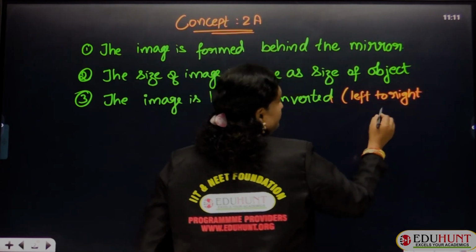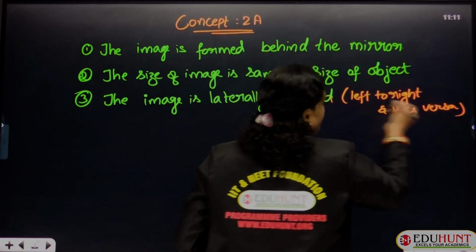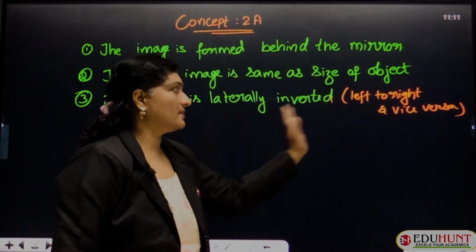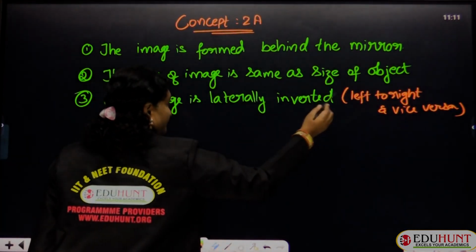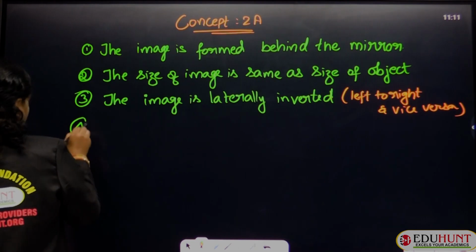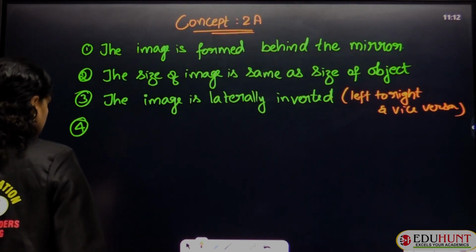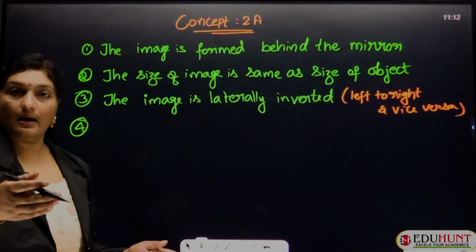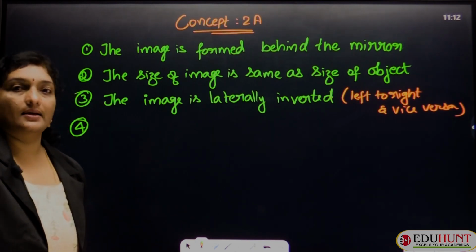And vice versa. Vice versa means right to left, left to right and right to left. Left appears as right and right appears as left. Now the next point, point number 4, that is the distance between the object and the mirror is equal to the distance between the mirror and the image.